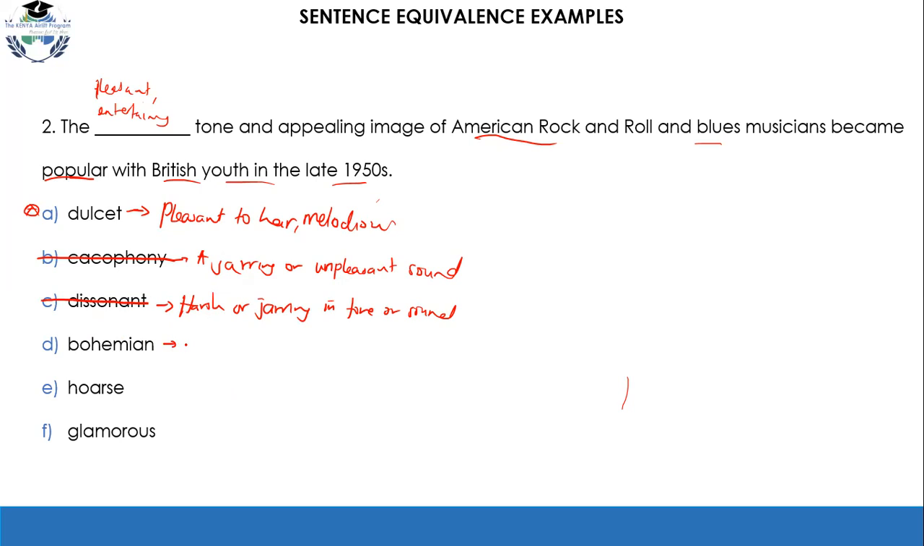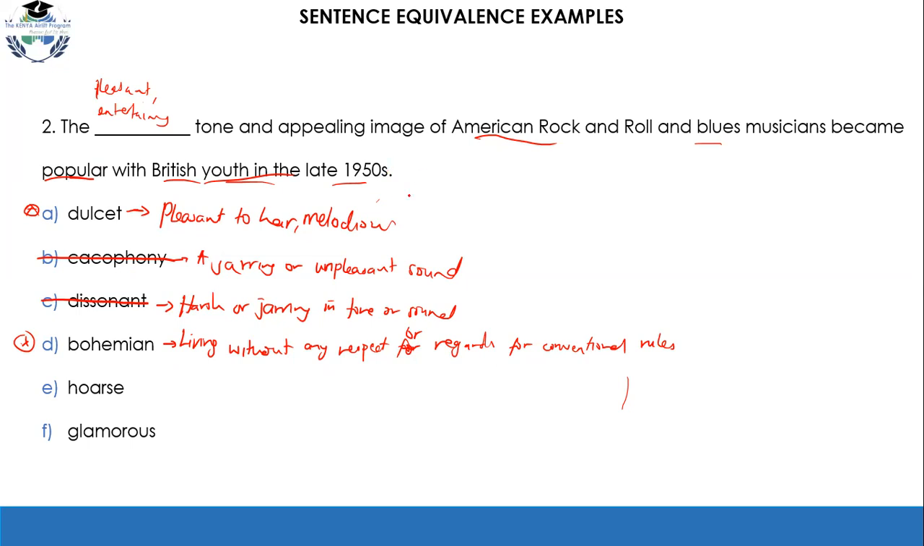Bohemian, on the other hand, means living without any respect or regard for conventional rules. So we are talking about the youth here in the late 1950s, and we are talking about bohemian. Bohemian meaning living without any respect or regard for any conventional rules. So this one might seem negative actually, but it's actually positive when we are looking at the aspect of this sentence. So living without any respect or regard for any conventional rules. So it was something new.